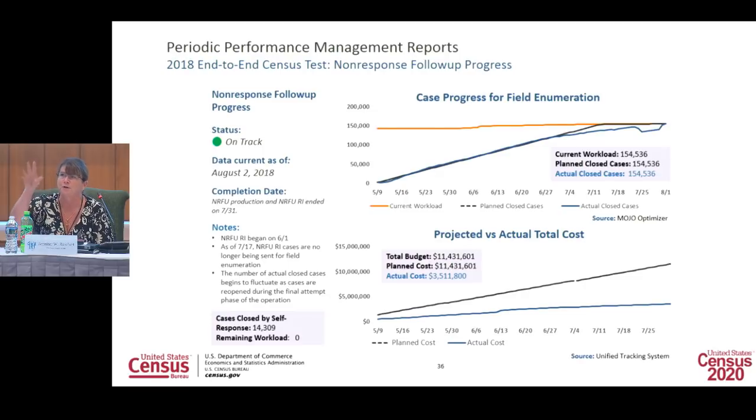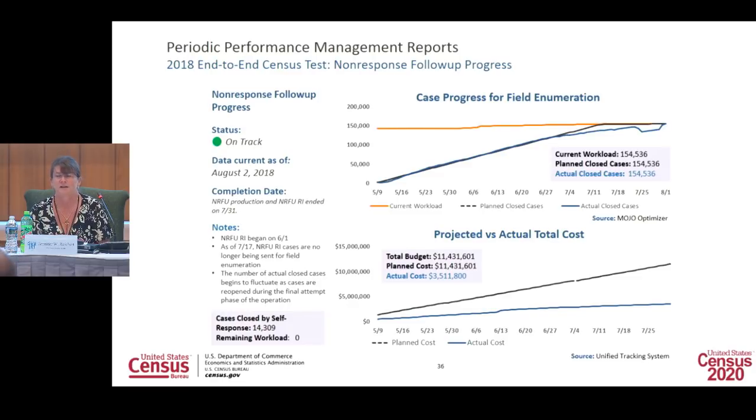And then you'll see some weird fluctuations there at the end. That is the time that we spent in the final weeks of the operation testing and honing our closeout and our final attempt procedures. So what we were doing was reopening cases that had previously been closed. It made it look like we lost progress, but it's just an artifact of those efforts at the end of the operation. The bottom chart shows our costs.